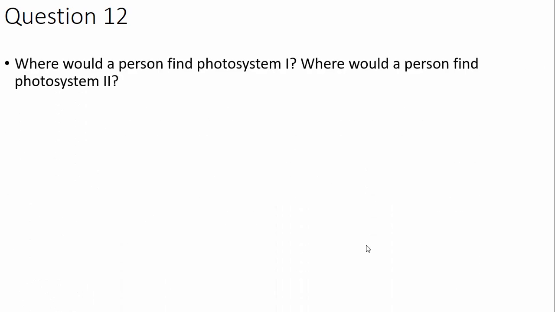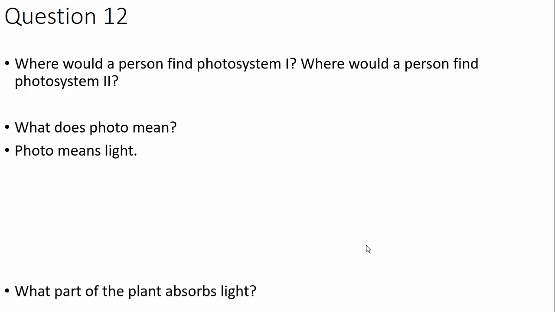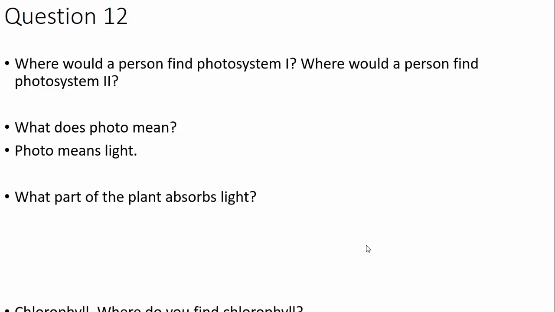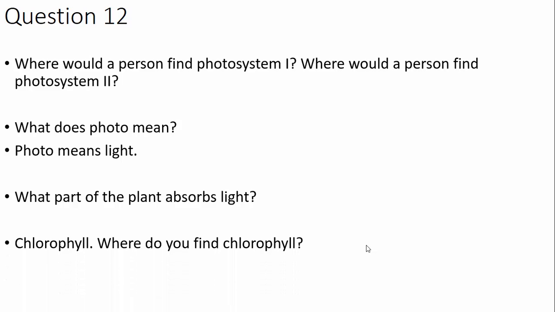All right, moving on. Number 12, where would a person find photosystem 1? Where would a person find photosystem 2? Well, think about what photo means. Photo means light. Well, what part of the plant absorbs light? Chlorophyll. Where do you find chlorophyll? Inside the thylakoid membrane. So looking just like we did on number 11, just following the steps.